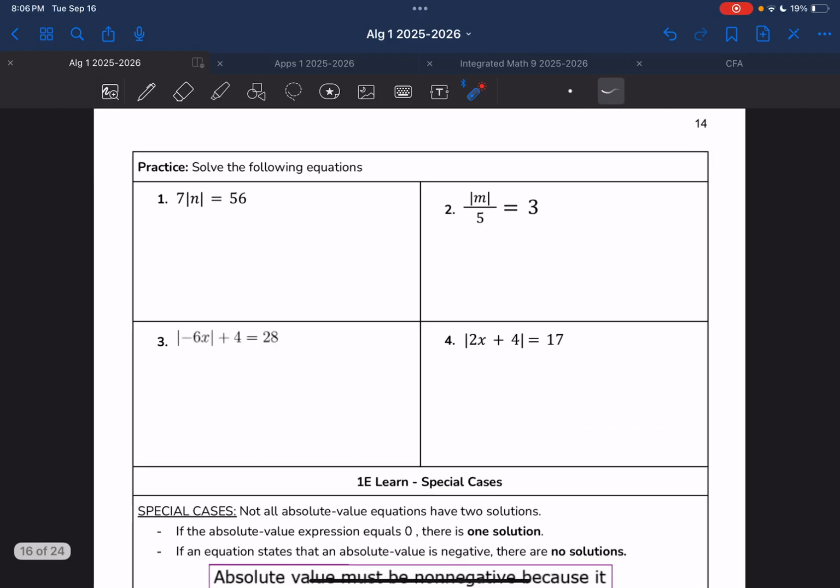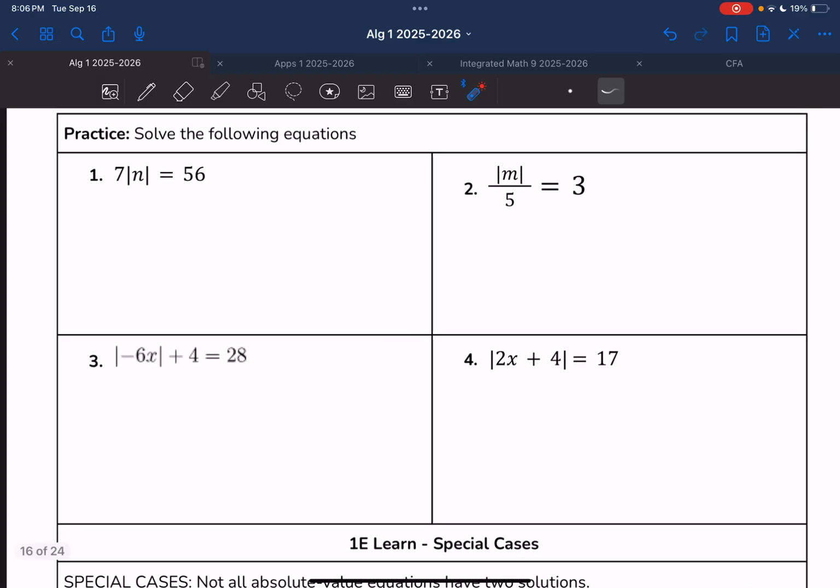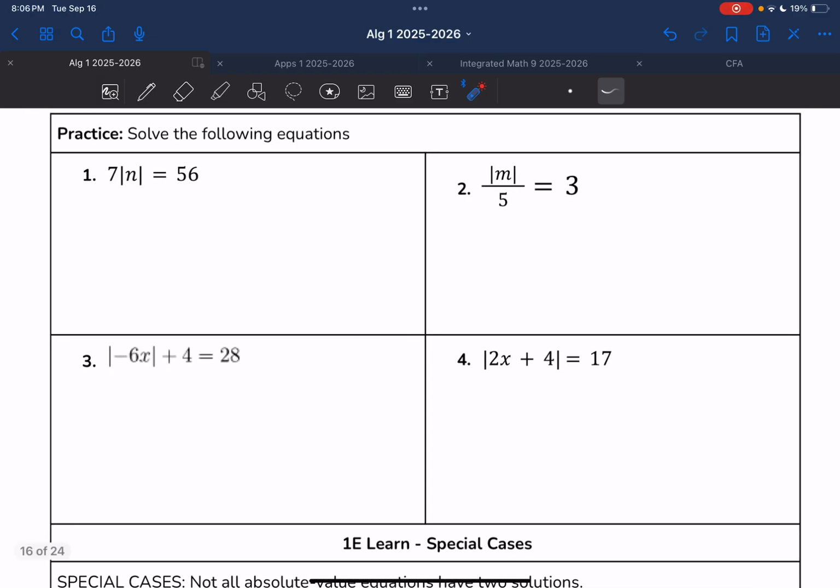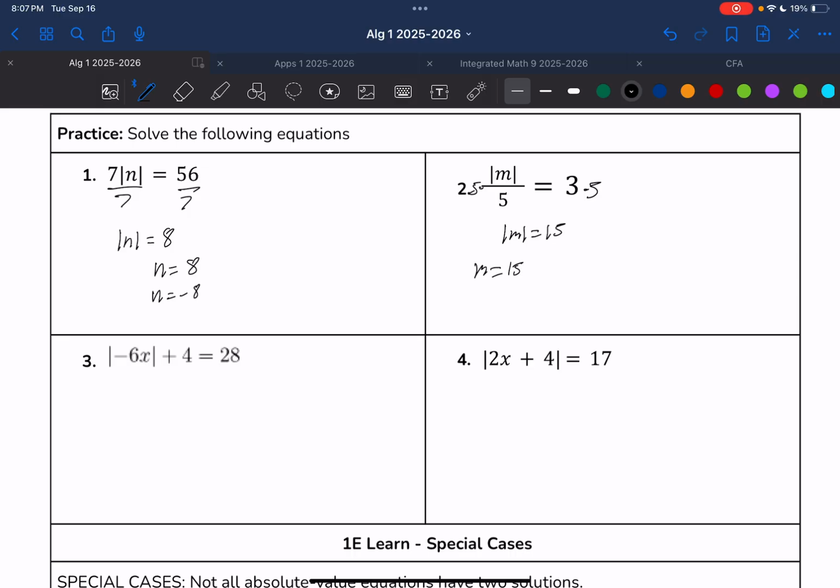I'm just going to jump ahead to page 14. Let's do some practice here. So in problem 1, we want to divide both sides by 7 to isolate the absolute value. We're going to get the absolute value of n is equal to 8. And that means n could be 8. N could also be -8. Here, if we multiply both sides by 5, we get the absolute value of m is equal to 15, which means m could be 15, or m could also be -15.